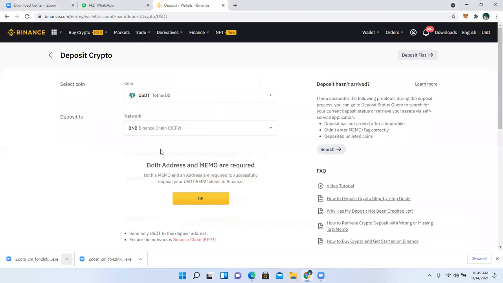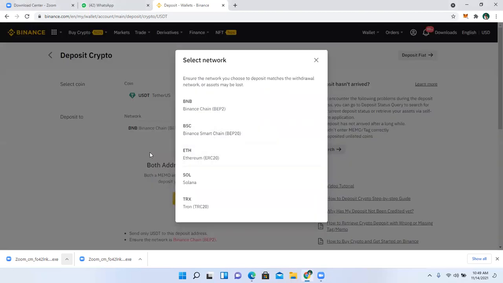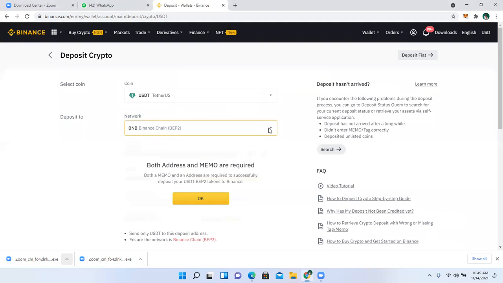If I check this, it says a memo is required, and so on. But normally their address starts with something like BNB, right? Smart Chain addresses normally start with 0x and go on from there. But the BNB network starts mostly with BNB, then there'll be a large number behind it, right? I hope that answers your question, Mr. Olusegun.